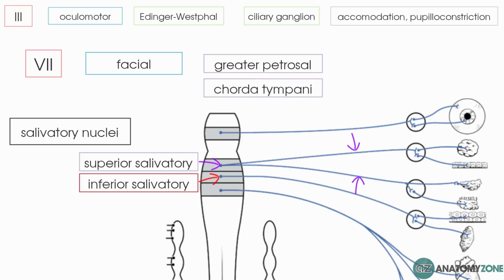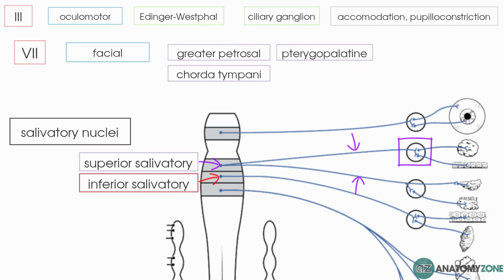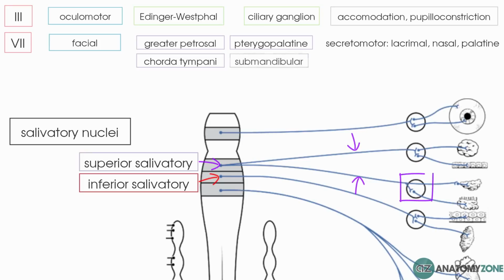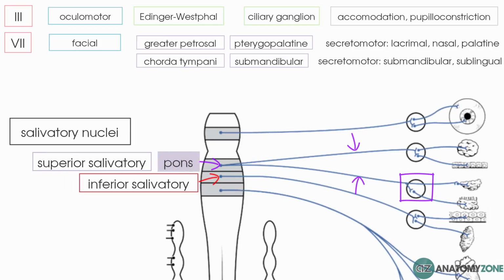So the greater petrosal nerve synapses in the pterygopalatine ganglion. And from here, it has secretomotor function to the lacrimal glands and also to the nasal and palatine glands. The chorda tympani branch of the seventh nerve extends to the submandibular ganglion, and from this ganglion it then provides secretomotor function to the submandibular and to the sublingual glands. So the superior salivatory nucleus is located in the pons.